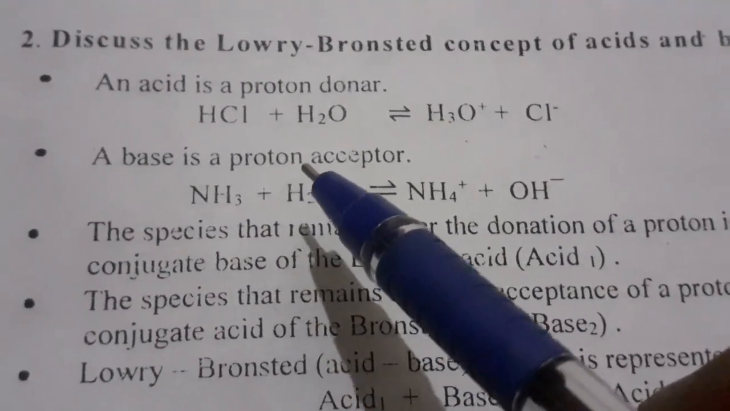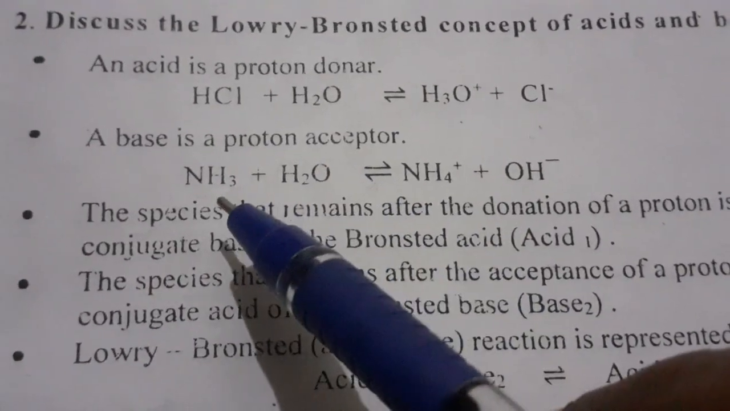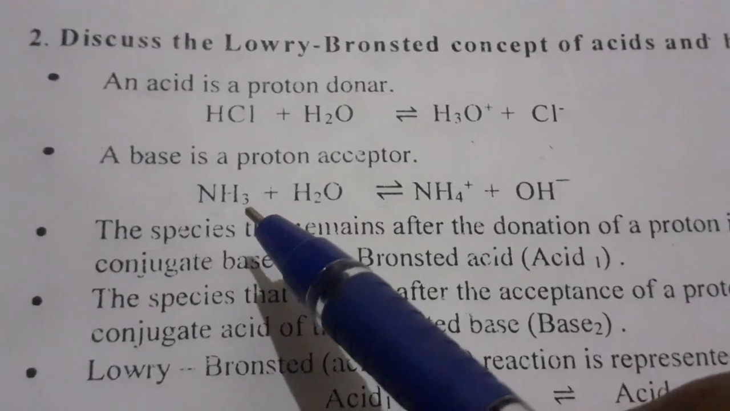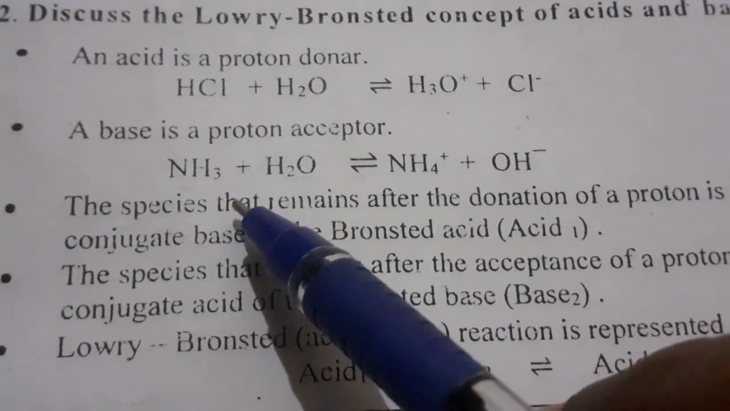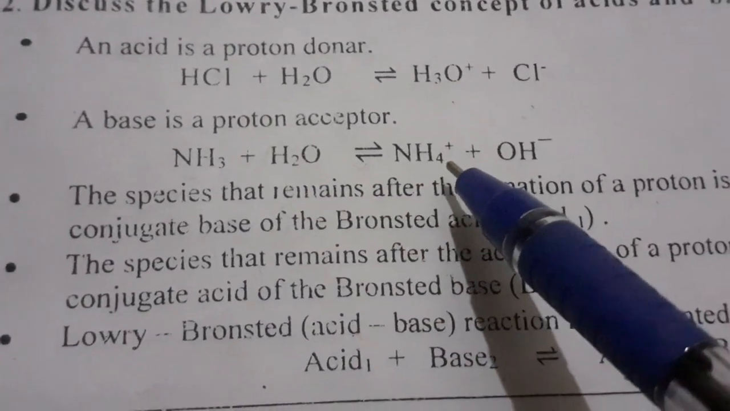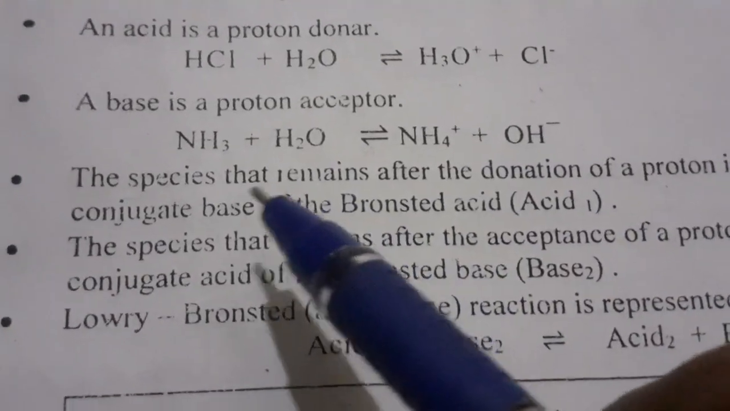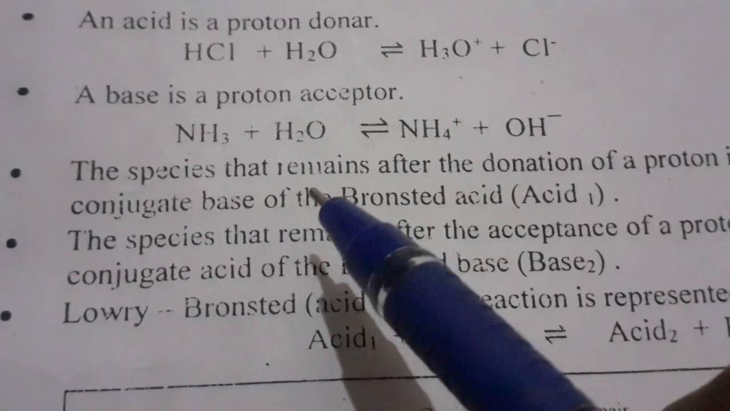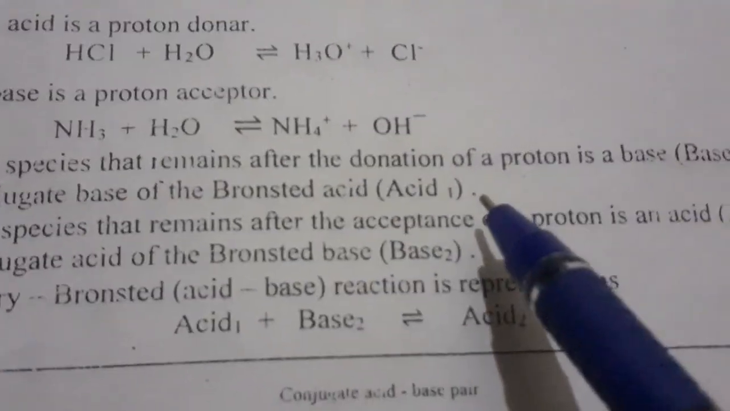A base is a proton acceptor. Here, ammonia is a base. This ammonia accepts one H plus ion from water. That's why ammonium ion, NH4 plus ion, plus OH minus ion is formed. Here, the species that remains after the donation of proton is a base.